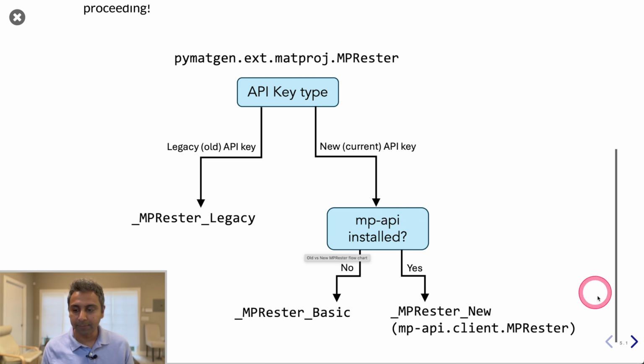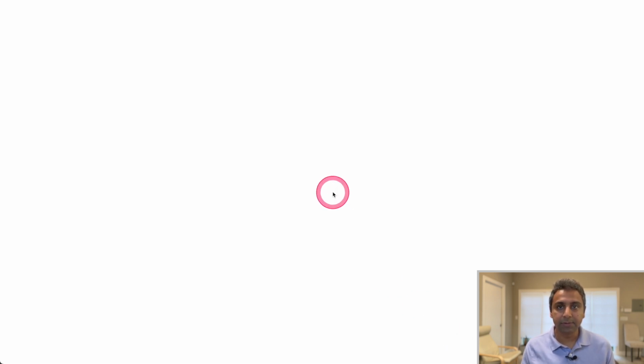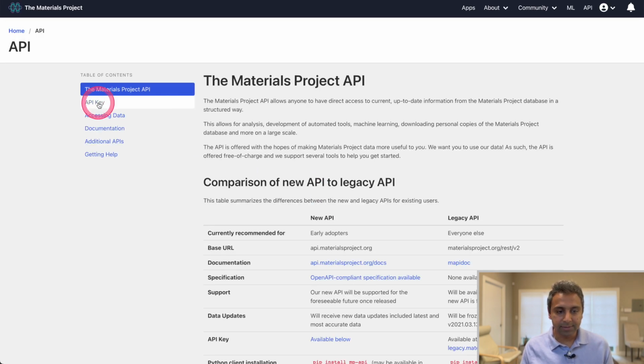MPRester to work correctly. Okay, in terms of setting up for this whole procedure, there's just a couple of things that you need to do. The first one is you do need to get and set your API key. Getting your API key is pretty simple. You need to just go to the Materials Project. Here I'm going to the Materials Project, and in this section, if you click the API key, you will see your API key listed out as a long string.